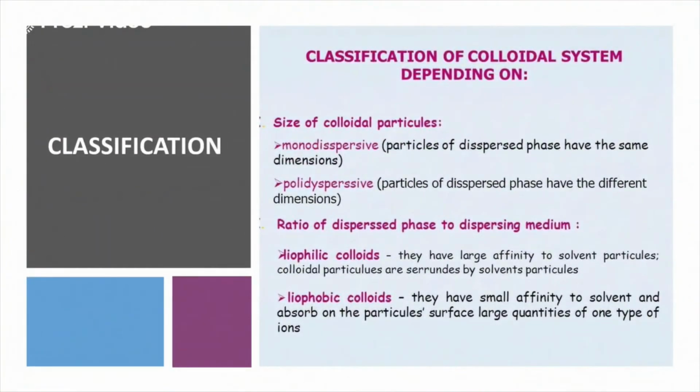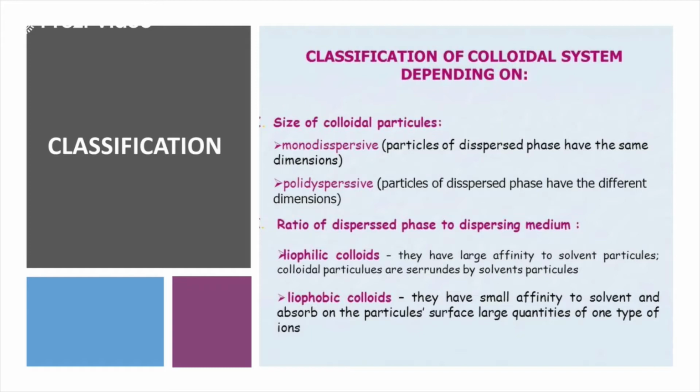Now let us try to understand the different classification of the colloidal systems. When we talk about the size of the colloidal particles, it can be described as a monodispersive system or polydispersive system. The monodispersive system simply means particles of the dispersed phase have the same dimensions. So it is about the size. When the particles have symmetry in size, they have the same size, it is referred to as a monodispersive system. Now let us understand the polydispersive system. A polydispersive system simply means that the particles of the dispersed phase have different sizes.